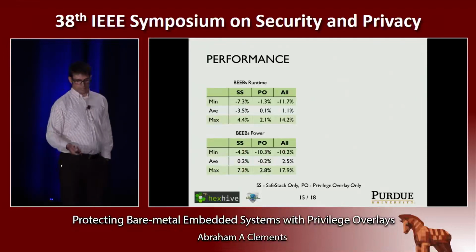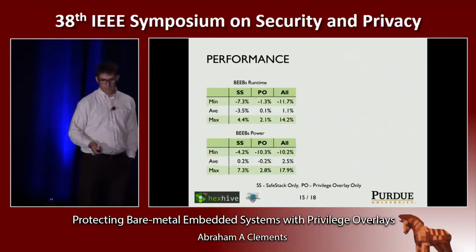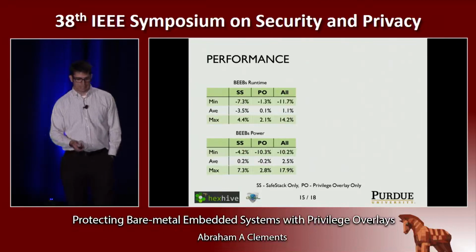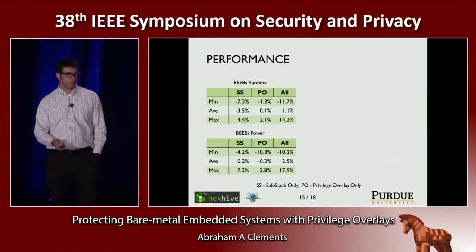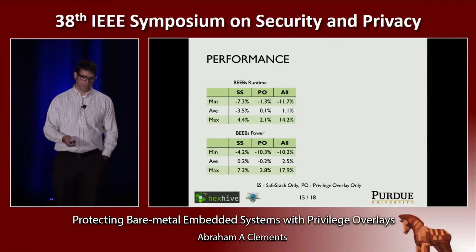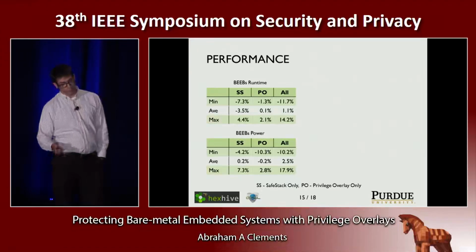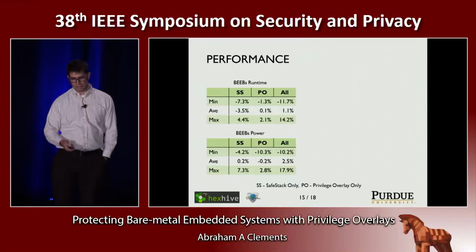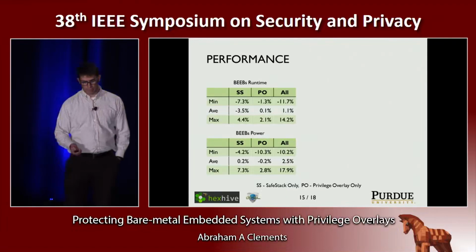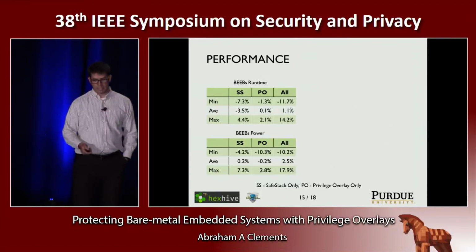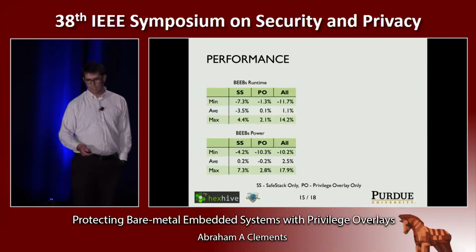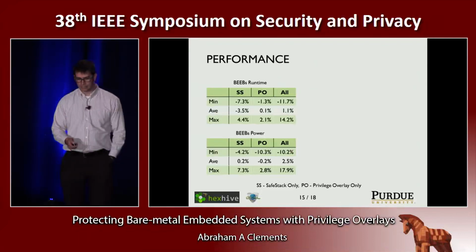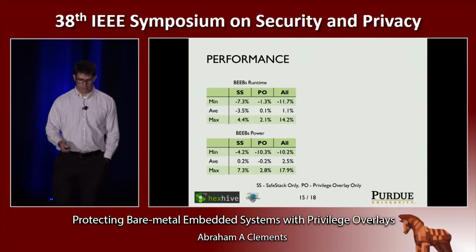So then in these tables, we've got runtime on top, power on the bottom. SS is safe stack only, so we evaluated binaries with only safe stack applied. The second one's privilege overlay, the center column, where we've only applied privilege overlay, and then all of the defenses on the far right column. From it, you can see that we average around 1% for overhead, and our power is about 2.2%.